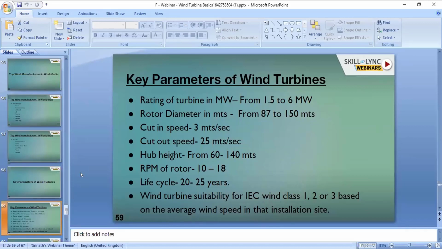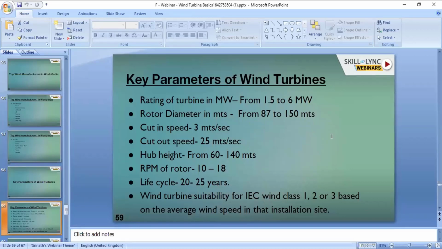Then the hub height. What is the hub height? Hub height is the height from the hub center to the ground. It can go from 60 meters to around 140 meters. Present generation wind turbines can have heights up to 140 meters. The RPM of the rotor can go from 10 to 18 revolutions per minute. Generally, the life cycle of a wind turbine is around 20 to 25 years. And the manufacturers even give an operational guarantee or operational warranty, I should say. They give the operational guarantee or service for around 20 years.